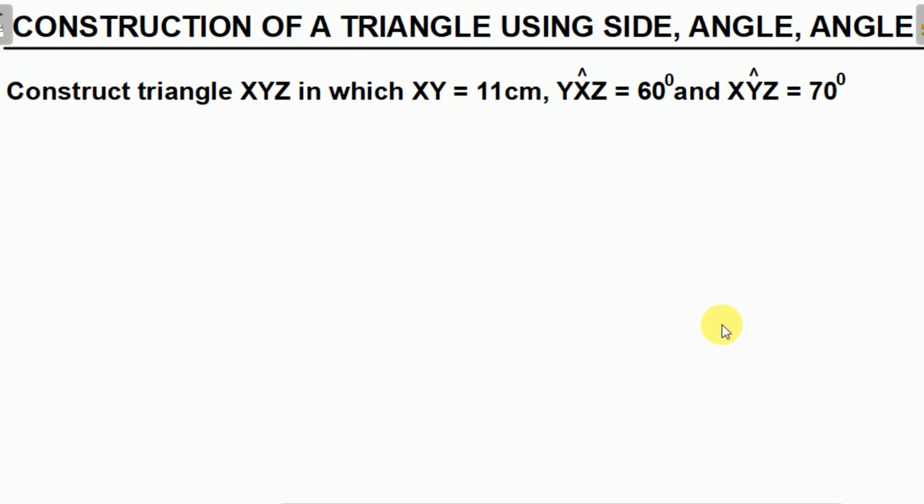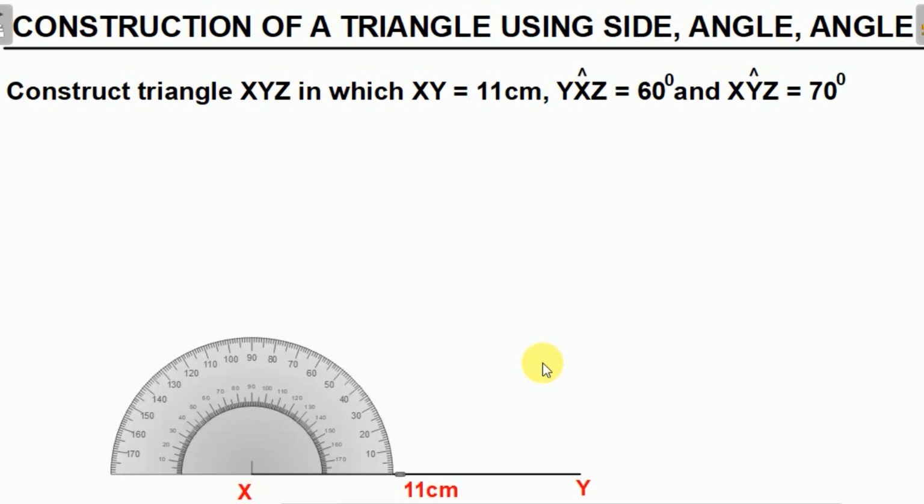So the first thing that we're going to do, we're going to measure line XY as 11 centimeters. So we have our ruler there, so we're going to start at 0 there, then we'll measure 11 centimeters. Then the next thing we've been told is that our angle YXZ is 60 degrees. So we know that the angle is at X there, so we're going to measure 60 degrees on the protractor. So we'll put our protractor at point X and we're going to measure 60 degrees.